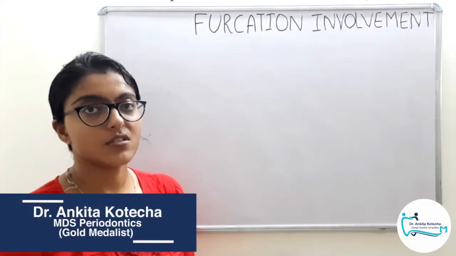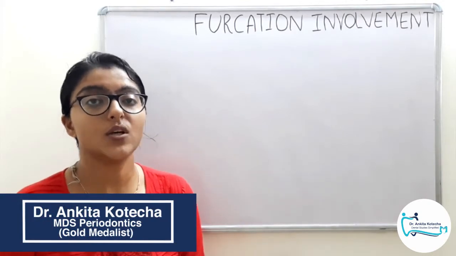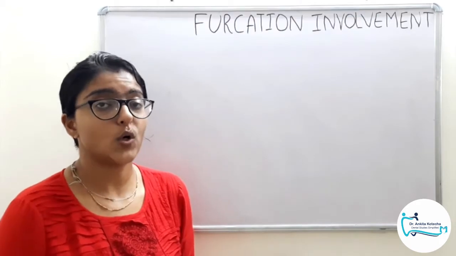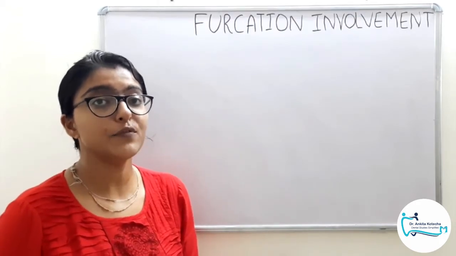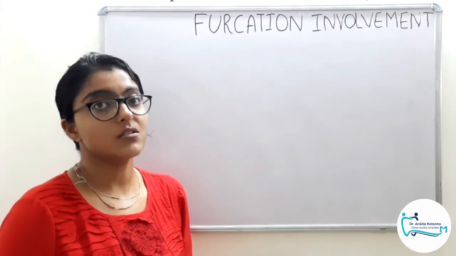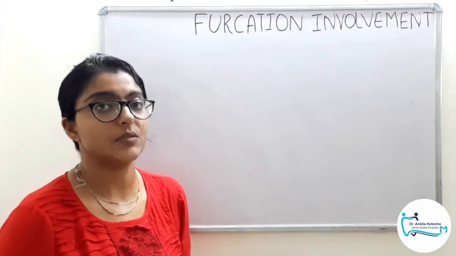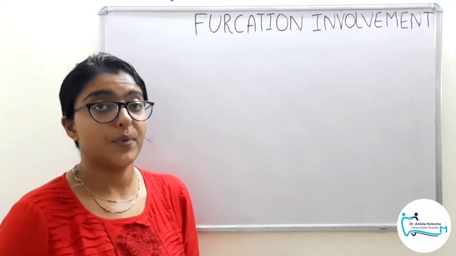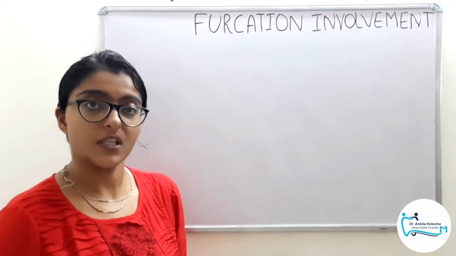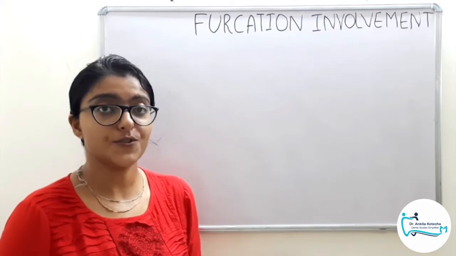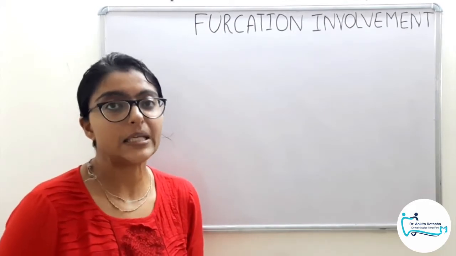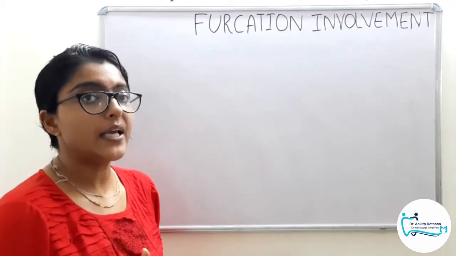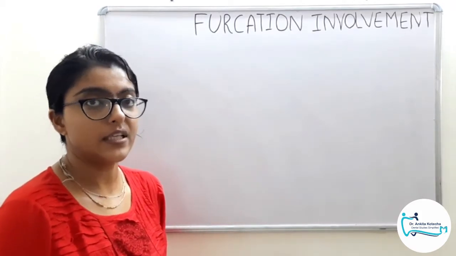I am Dr. Arkita Kotecha and today's topic is how to record a furcation involvement. The armamentarium required to record furcation involvement is different from those required for gingival enlargement and gingival recession. There we used simple basic instruments, that is a mouth mirror and periodontal probe. But here for the furcation involvement we require a special instrument, a special probe, that is Nabers probe, which has a curved tip. Clear? This curved tip enables us to assess the furcation.